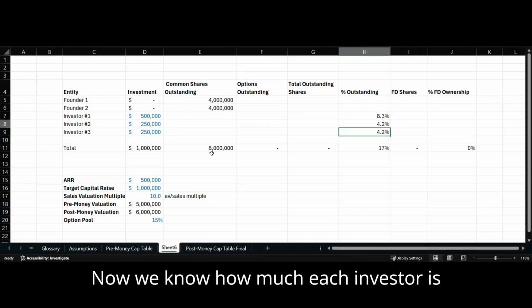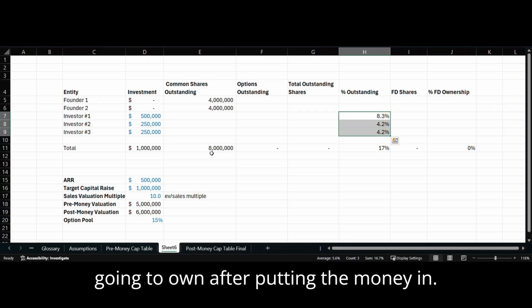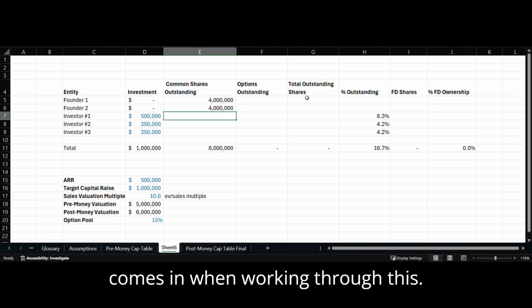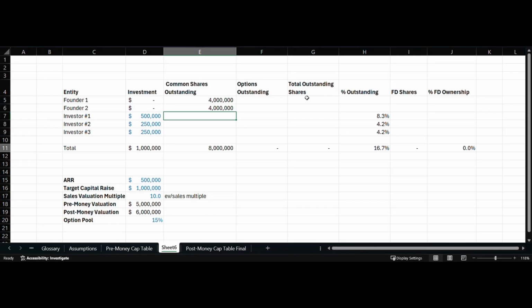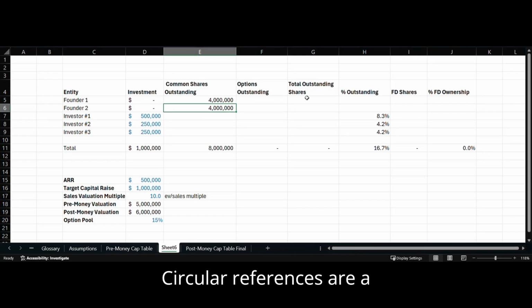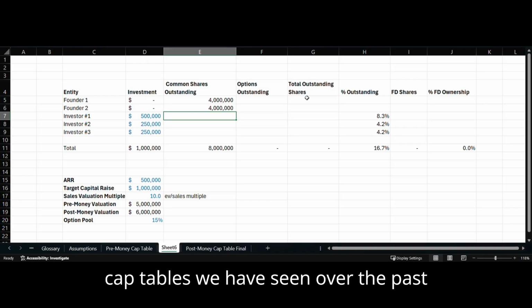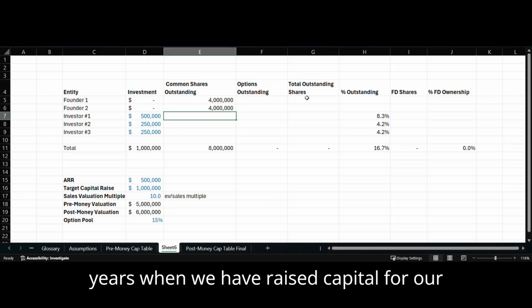Now we know how much each investor is going to own after putting the money in. Here's where the typical big mistake comes in when working through this. Circular references are a really big component of cap tables we have seen over the past years when we have raised capital for our clients.